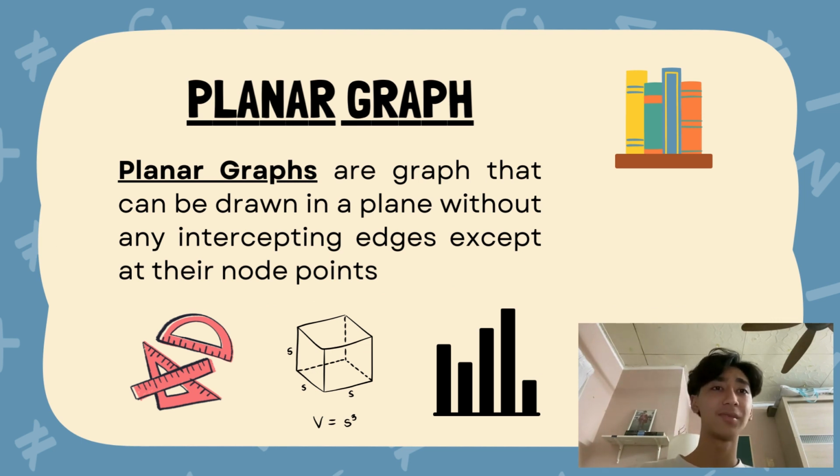And what is a planar graph? A planar graph is basically a graph that can be drawn in a plane without any intersecting edges except at the endpoints. In simple terms, a planar graph is a graph that can be drawn on a flat surface where the lines that connect one vertex to another must not overlap each other except at the points where they meet, which is at the vertices only. So that is basically what a planar graph is. When the requirement is fulfilled, the graph can be called planar.